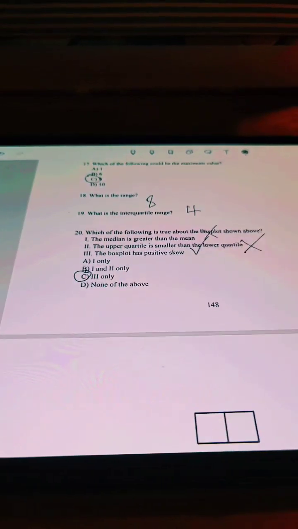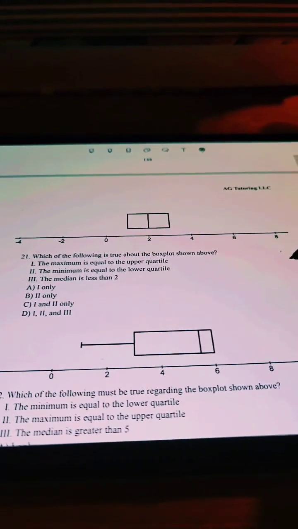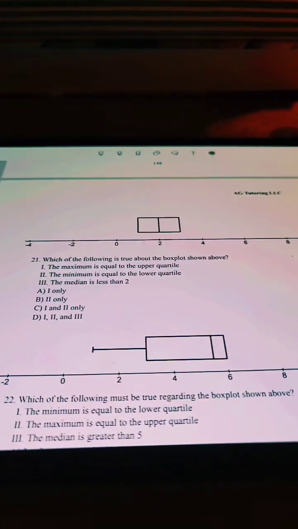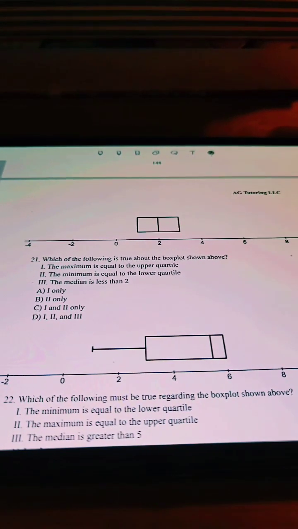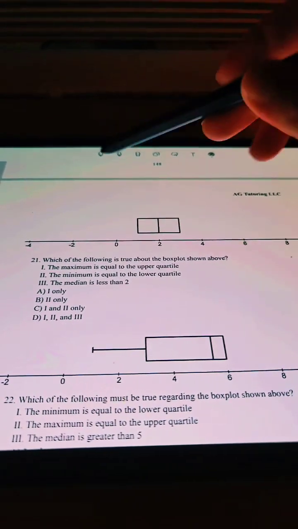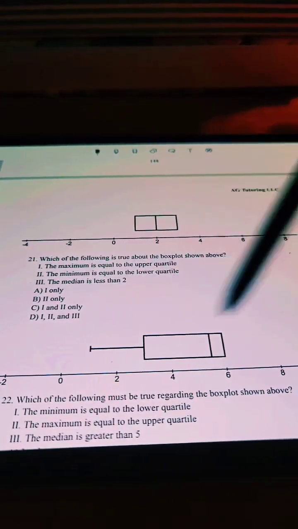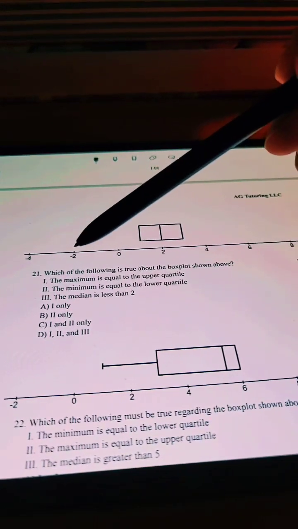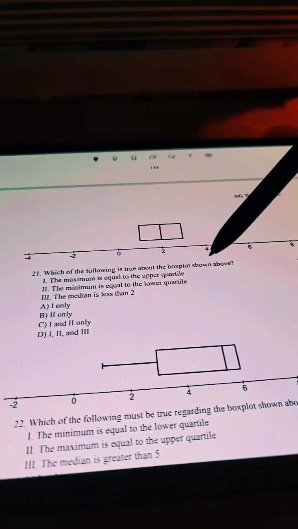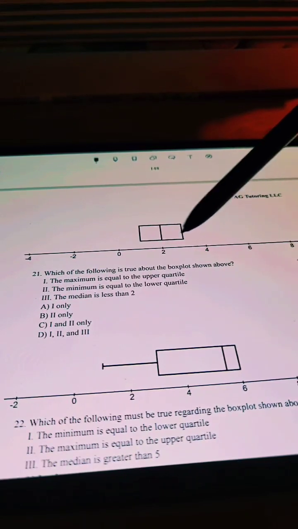Okay, so let's go to this one right here. I tried to include stuff that could possibly trick people up, every possible thing you could see. And this is one that a lot of students are not used to because they're used to seeing the whiskers, right? So let's do this one. Which of the following is true about the box plot shown above? Maximum is equal to the upper quartile.